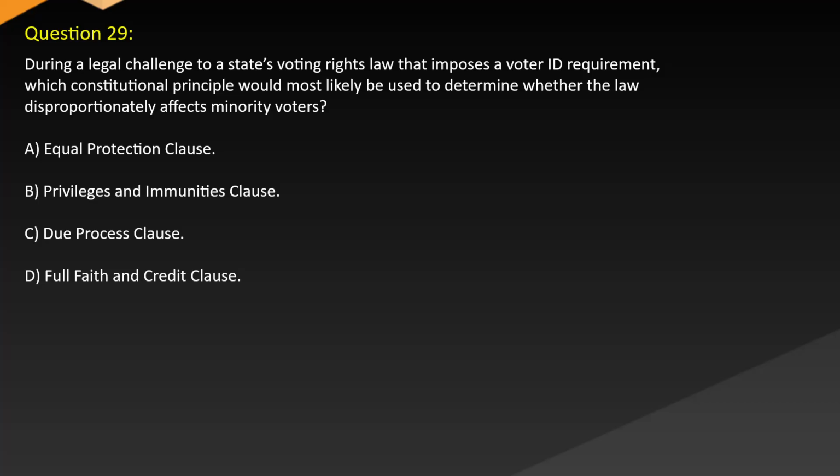Question 29. During a legal challenge to a state's voting rights law that imposes a voter ID requirement, which constitutional principle would most likely be used to determine whether the law disproportionately affects minority voters? A. Equal Protection Clause. B. Privileges and Immunities Clause. C. Due Process Clause. D. Full Faith and Credit Clause.